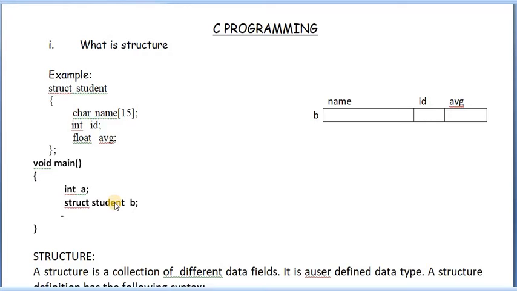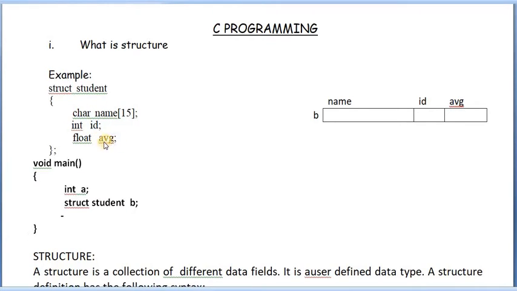A user defined data type means a data type which is defined by the user at the time of writing the program. Here an integer variable takes 2 bytes of memory. It can store a single integer. But the structure variable b takes 21 bytes of memory. How do we calculate the size of the structure? By adding the memory required by all the members, you get the structure size.